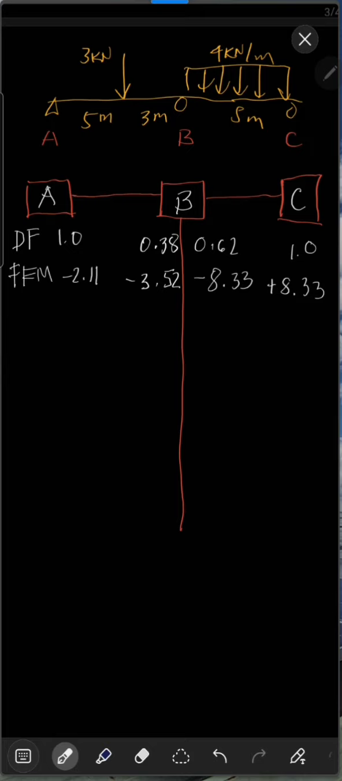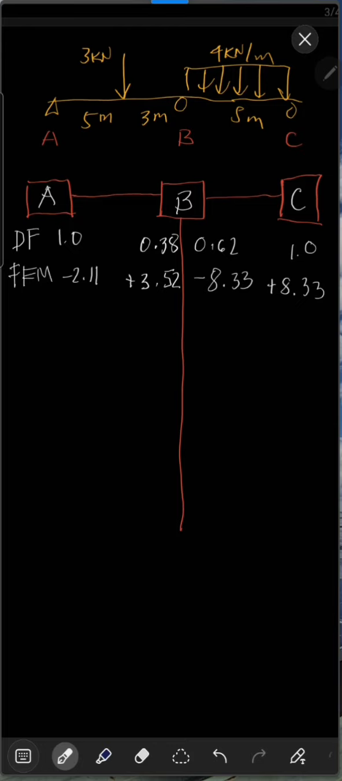Okay, so it is still unbalanced. That means the negative 2.11 at A has not yet affected B. It should affect B, right? The 3 kN load causes rotation at B, so it should be transferred. So the next step is to balance the joints after writing the fixed end moments. So negative, positive, and negative, positive on the right. Okay.